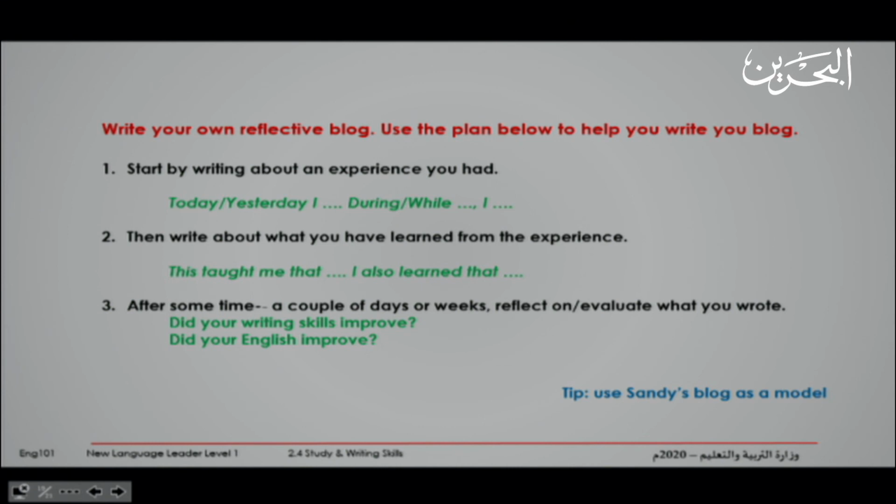3. After some time, a couple of days or weeks, reflect on, evaluate what you wrote. So after you write this, then after a week you come back to what you wrote already. Then you have to check your progress maybe. Did your writing skills improve? Did your English improve? So you have like 5 minutes to write your personal reflective blog.